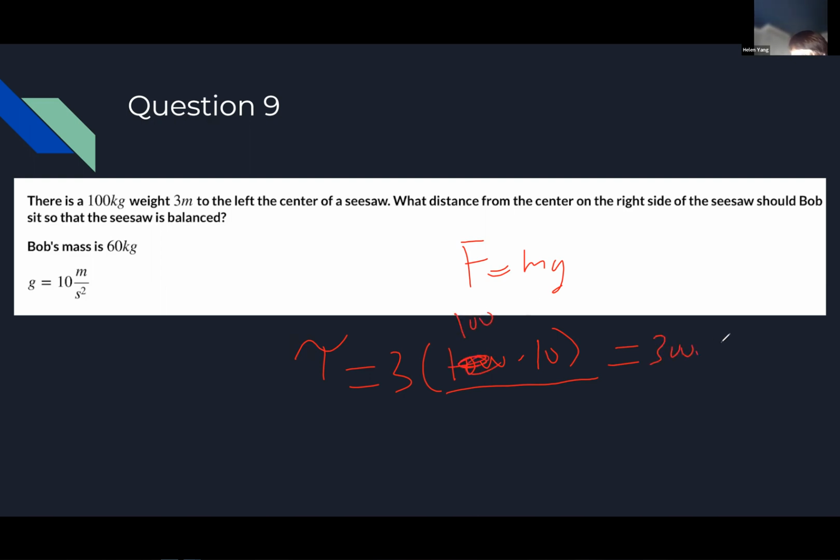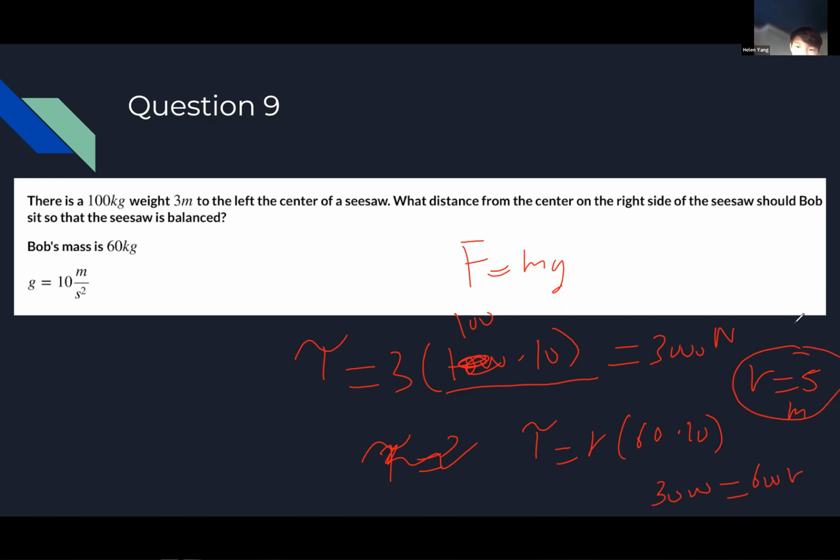Would be 1,000 newtons, so the torque is 3,000. The other side would be torque is equal to R times Bob's weight, Bob's mass is 60, so 60 times 10. And we're also assuming that sine is 90 degrees. So it would be 3,000 equals 600 R. So R is equal to 5 meters. So here is the solution.